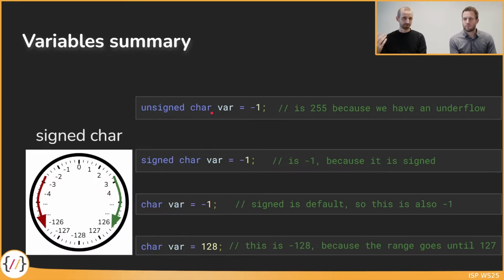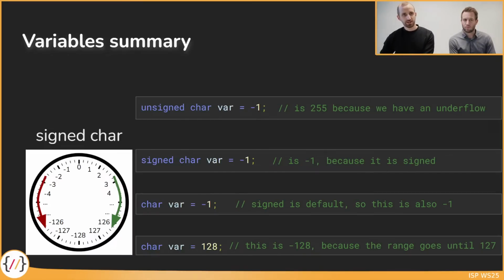Or unsigned integer. So unsigned works for integer and characters and long and so on. And the range for the signed character is shown here. Here we can see that we have this overflow, in this case from the biggest number to the lowest number which can be represented. That's why if we create this one, we end up with 128 becoming -128.